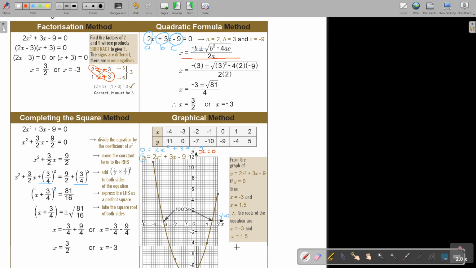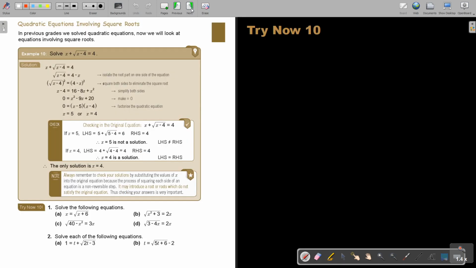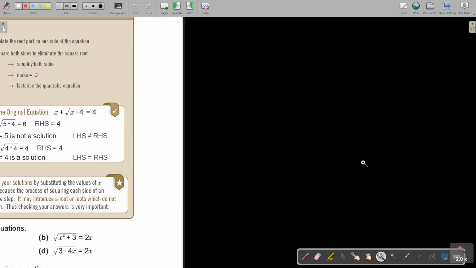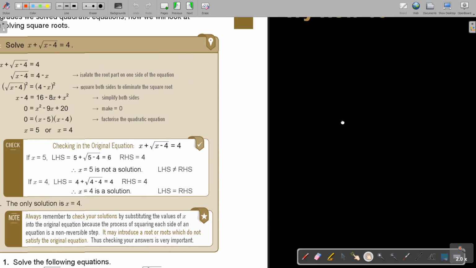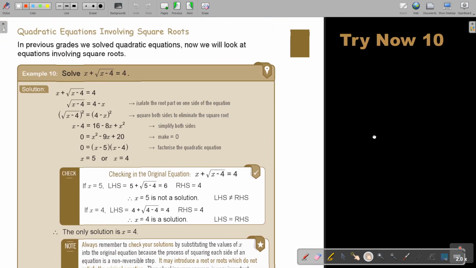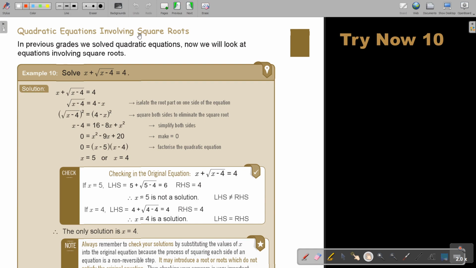Now, at this level, I'm going to focus on slightly more complicated quadratic equations. A quadratic equation involving square roots. In the previous class, we solved quadratic equations. Now we will look at equations involving square roots. At this stage, it doesn't look like a quadratic equation, but as soon as I start simplifying, I will see that it evolves into a quadratic equation.